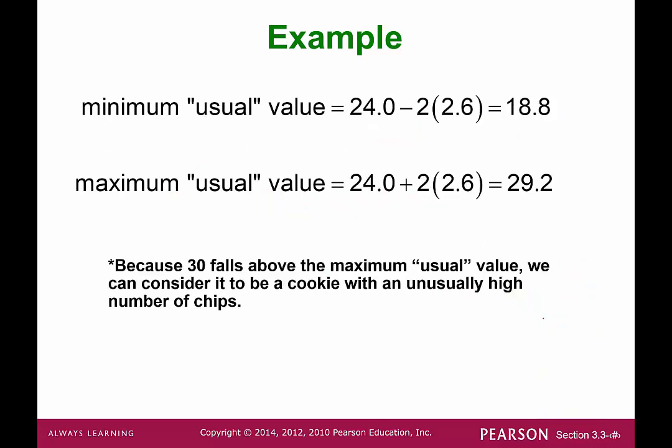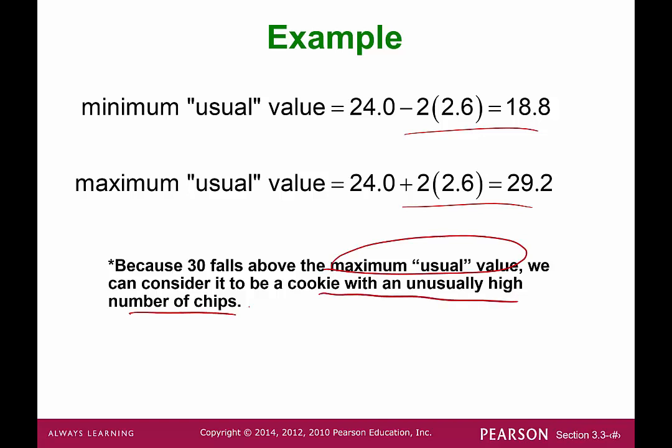The next page shows you the detailed calculation. And the 30 actually falls above the maximum usual value. So that's unusually high. Consider this a cookie with an unusually high number of chips. That means usual values must be within 2 standard deviations of the mean. Anything below or above 2 standard deviations is what we call an unusual value.